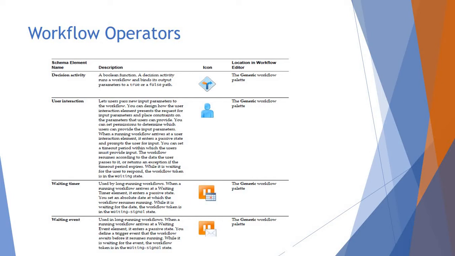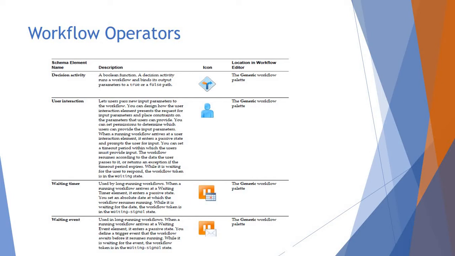Waiting timer. Used by long running workflows. When a running workflow arrives at the waiting timer element, it enters a passive path. You set an absolute date at which the workflow resumes running. While it is waiting for the date, the workflow token is in waiting signal state.